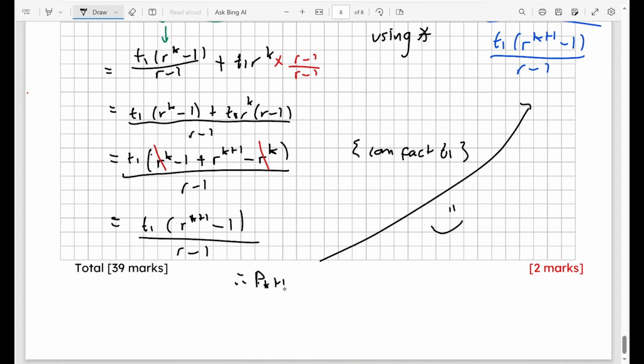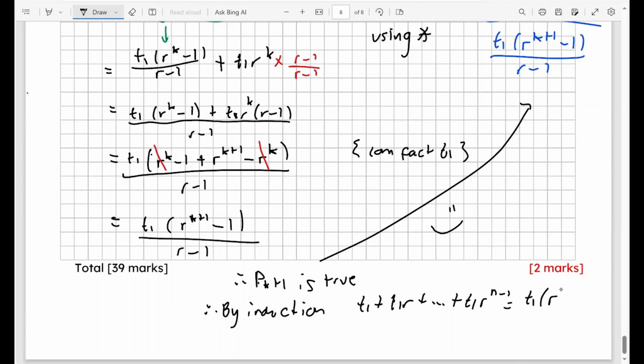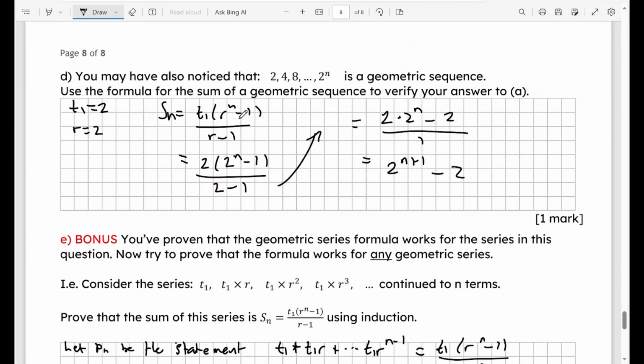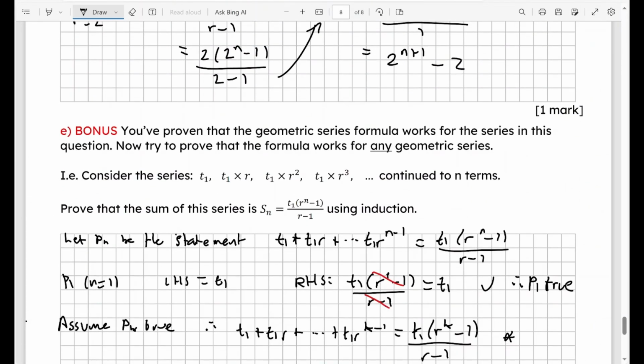Therefore, Pk plus 1 is true. Therefore, by induction, T1 plus T1R plus T1R to the n take 1 is T1 R to the n take 1 over R take 1. So we've just proven that the formula for the geometric sequence series thing actually works. Very fun.